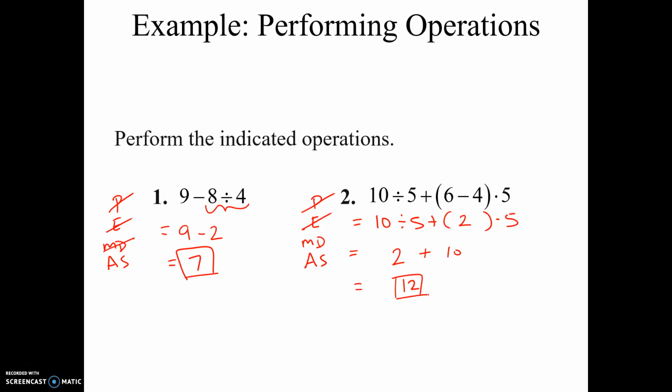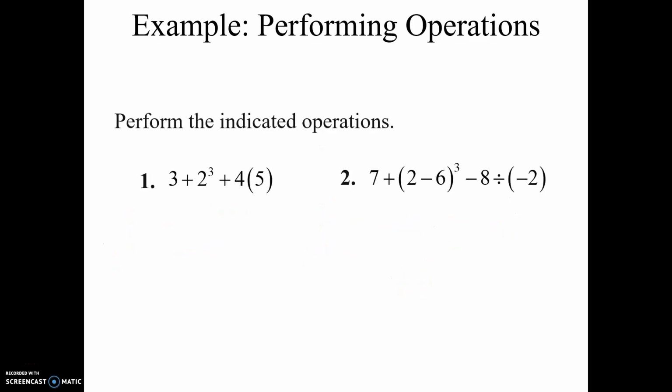Okay, so first do the parentheses. That gives us 2. We have no exponents. Going left to right, 10 divided by 5 will give us 2. 2 times 5 will give you 10. And then lastly, we do addition and subtraction. 2 plus 10 will give you 12. Here are some more problems. Okay, let's write down PEMDAS and go through each step.